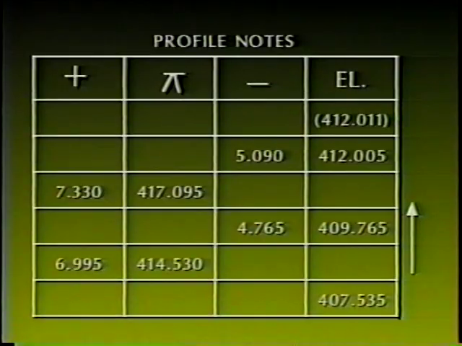The following illustration demonstrates several methods used in taking field notes. Our first example of level notes shows a differential profile level note using a Philadelphia type foot rod. Notice the notes are taken going up the page. Taking notes going up the page simplifies retracing the level run in the field. To interpret these notes, start with the elevation 407.535 at the bottom right corner of the example.